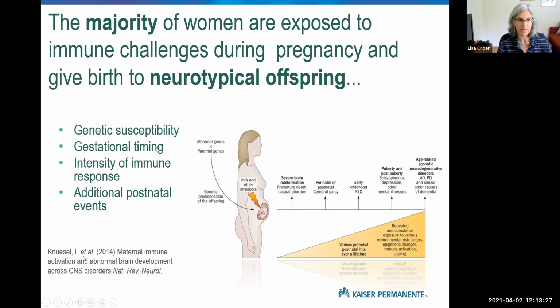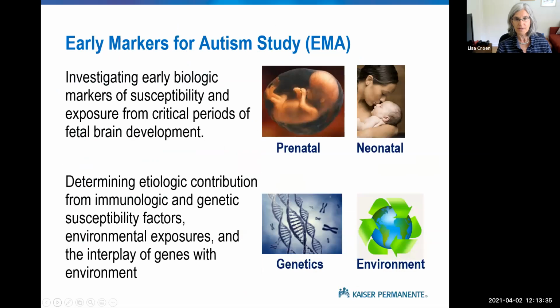So we've been interested in trying to disentangle a lot of these factors. The first study that really attempted to look at these factors in this multifactorial way was the Early Markers for Autism study, which is affectionately called EMA. And EMA actually means mother in Hebrew, so I especially like this acronym for this study. We're studying mothers and their children, and we're investigating early biologic markers of susceptibility and exposure during critical periods of fetal brain development. The whole purpose of this study is to determine contributions from immunologic and genetic factors, and also environmental exposures, and the interplay between genes and environment, in the etiology of autism spectrum disorders.